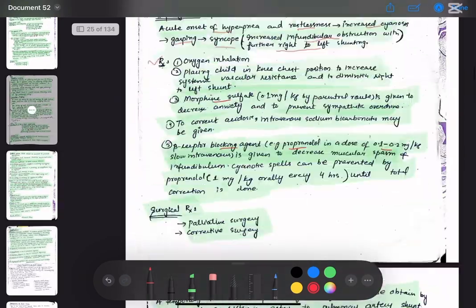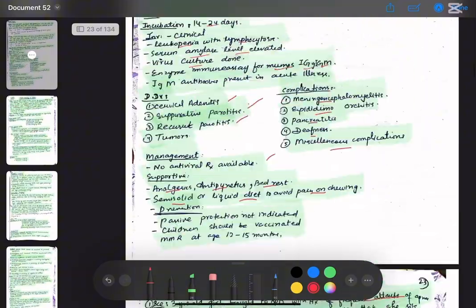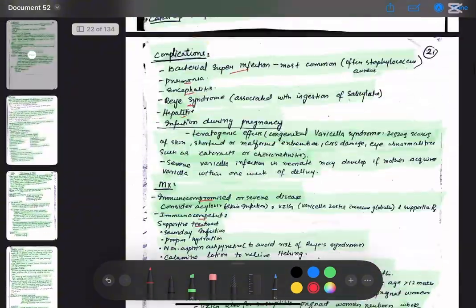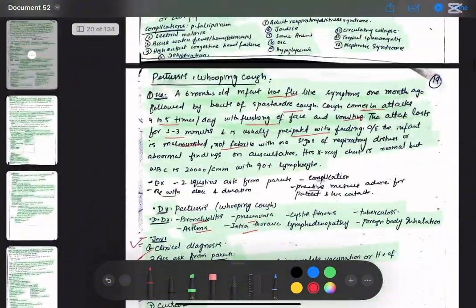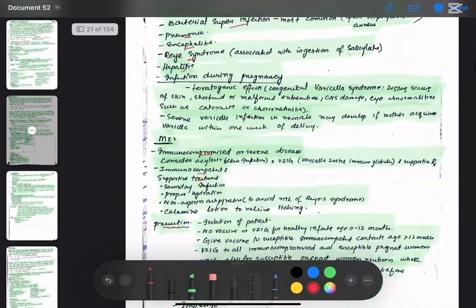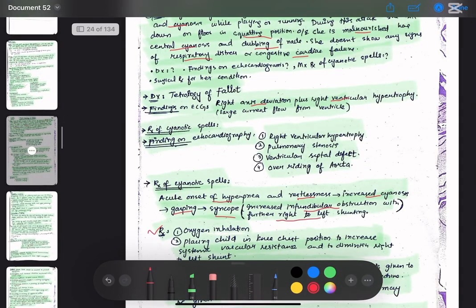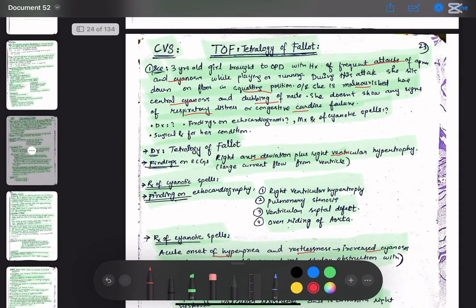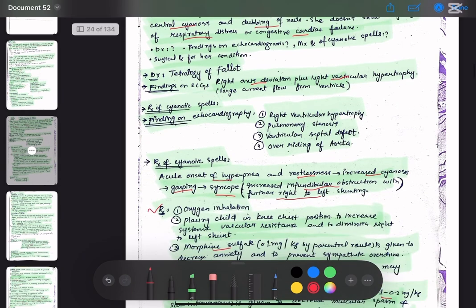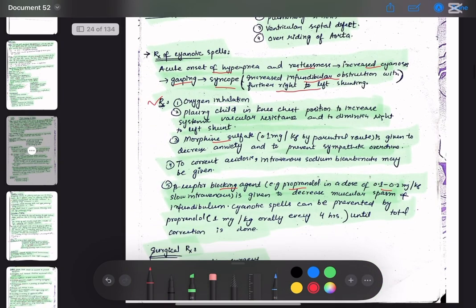So what are the main clinical features of tetralogy of Fallot? There will be signs of syncope, central cyanosis and clubbing, and attacks while playing, and there will also be a systolic murmur present. So these will be the findings on the X-rays, that cardiomegaly will be present.